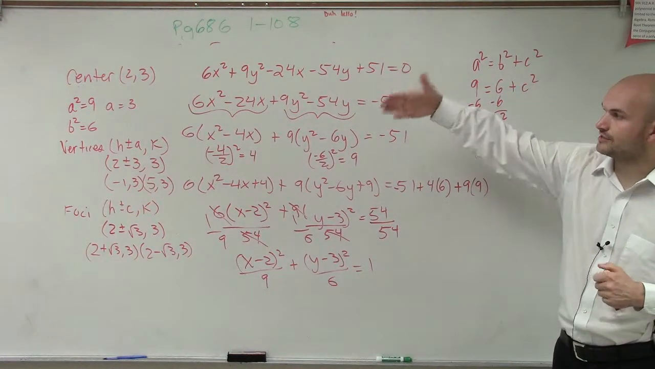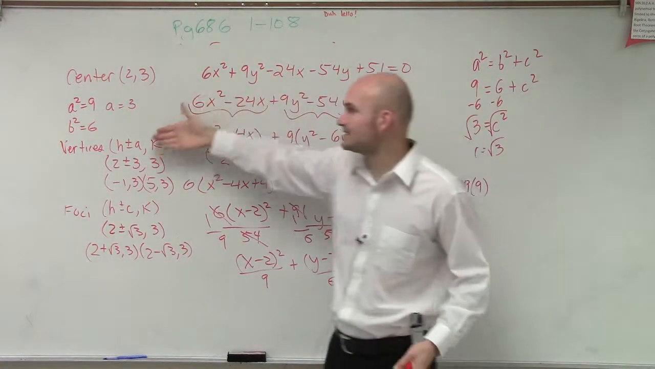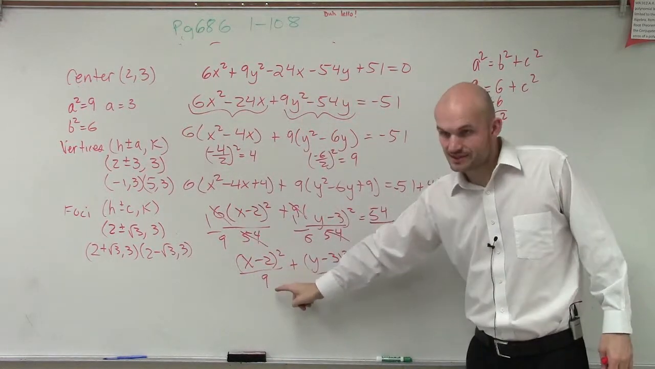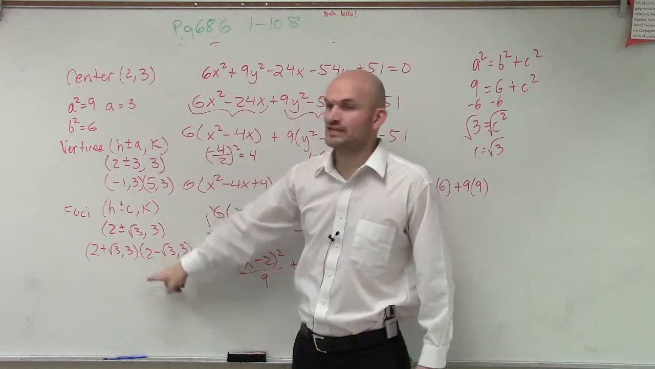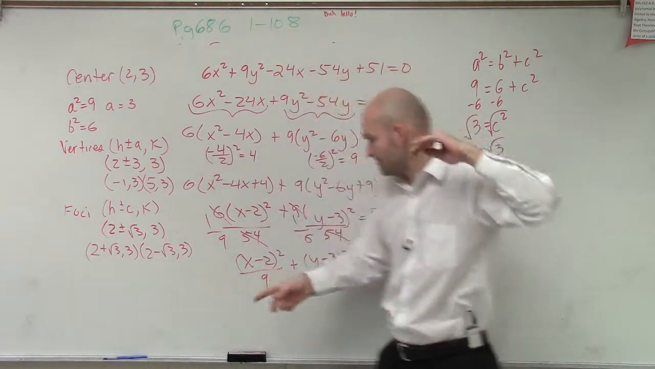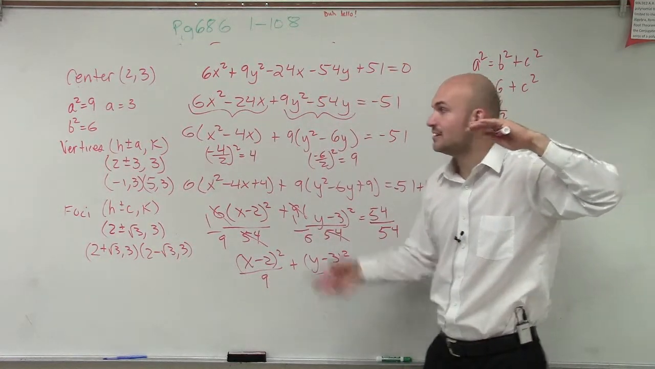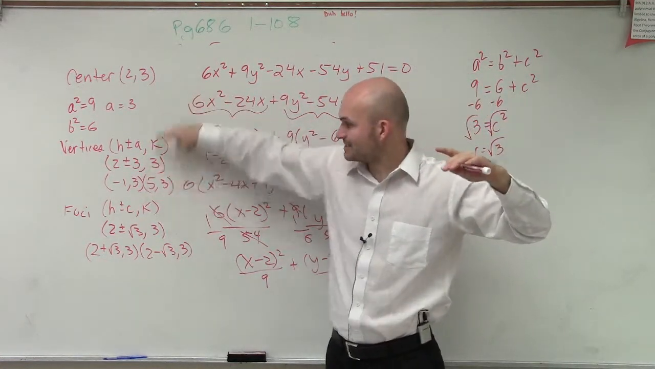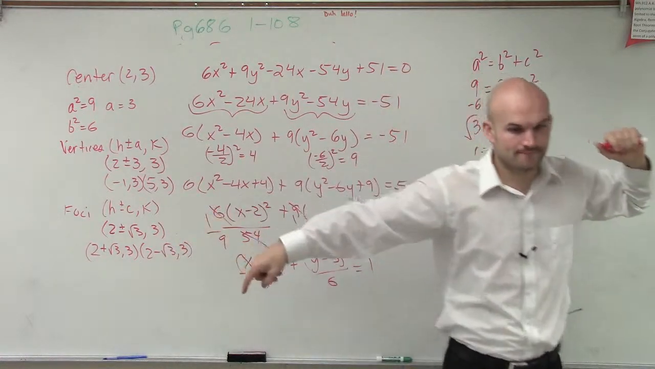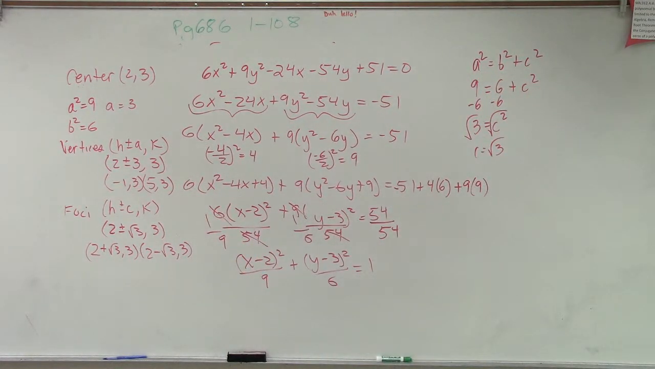So now I have the center, the vertices, and the foci. And just notice, guys, since this is horizontal, that's why I'm adding these to the h's. If it was vertical, meaning the 9 would have been under the y, then I would have added my a and my c to the k. OK? And that's it. Voilà.